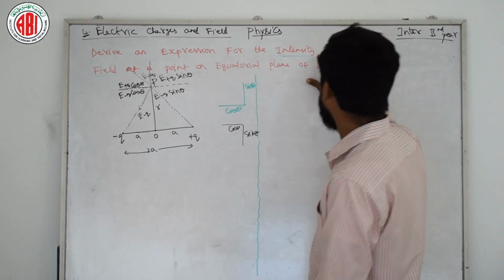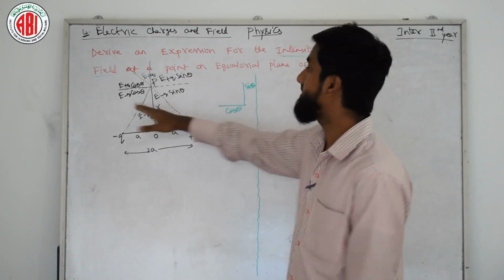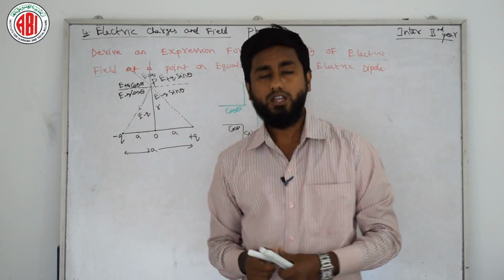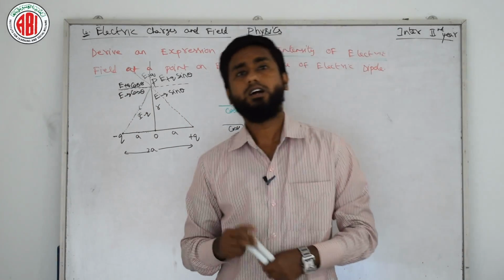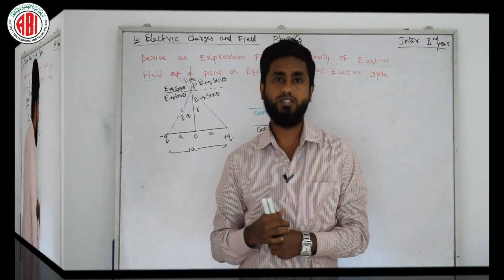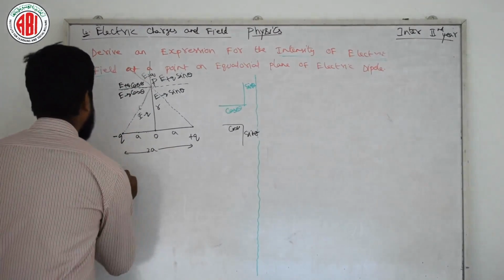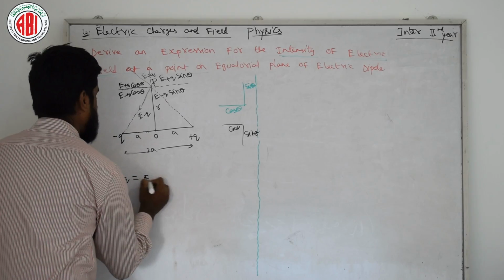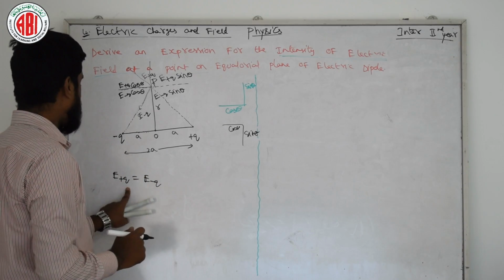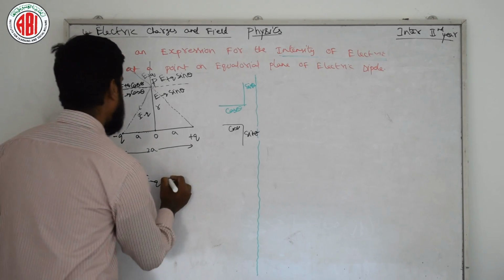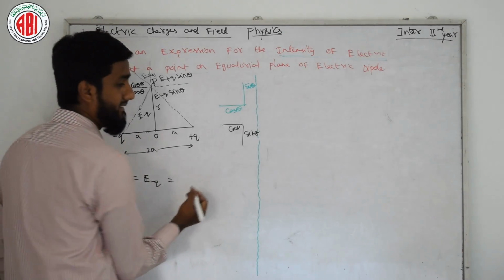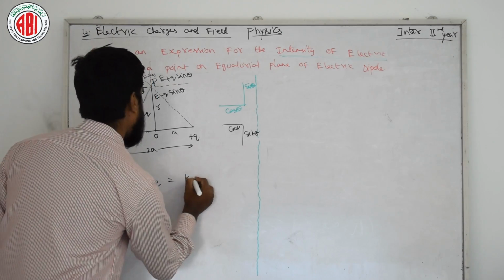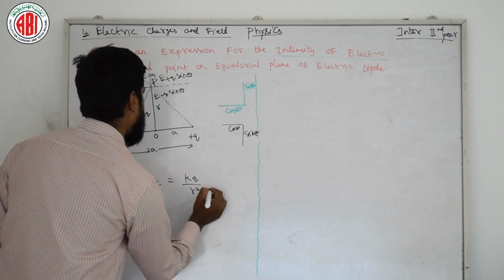The resultant electric field at that point is E = E plus cos theta plus E minus cos theta. For the resultant electric field, both are the same, just the direction is opposite. So it will be E plus q minus E minus q, which equals kq/r².